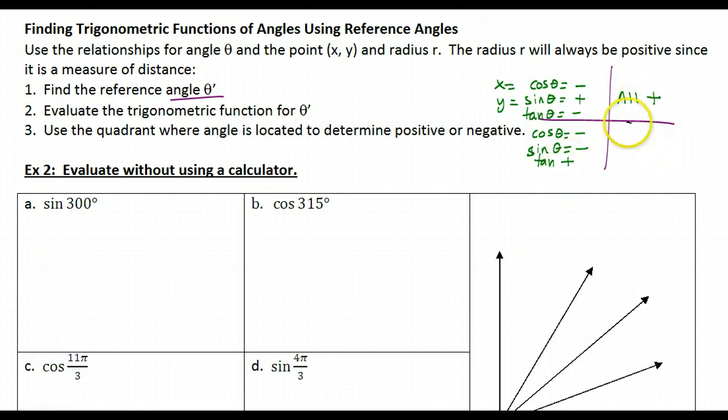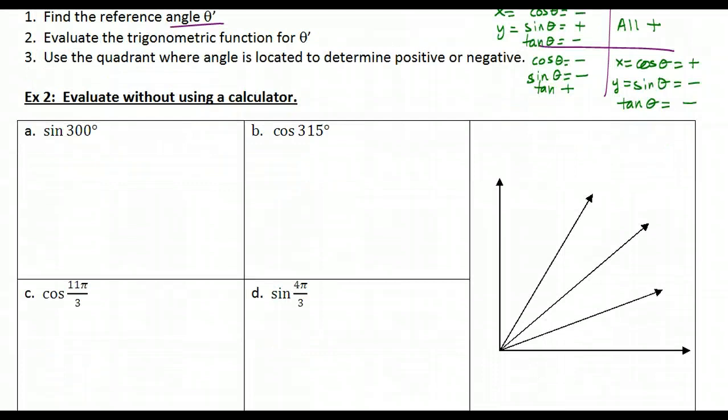And then over here in quadrant 4, x's are positive, so cosine, which is x, is positive. Y's are negative though, because it's below the x-axis, so sine is negative, and then tangent is negative because it's a negative divided by a positive. And again, you should have that on your unit circle, but I just want to remind you. Let's look at example A.